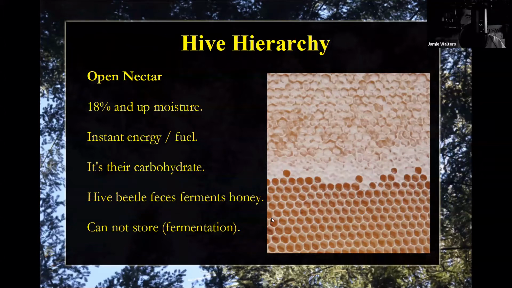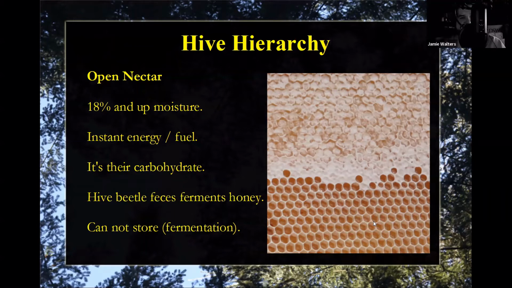Hive beetle feces: if you have hive beetles that crawl across this, that's the stuff where you'll see that white fermentation, or you'll see it start to bubble up. And you cannot store it because you have to let the bees dehydrate this down. At this point, this is only nectar. This is not honey. We'll get through this more in the section, but think of nectar as taking a 2-to-1 or 1-to-1 sugar water and drinking it.